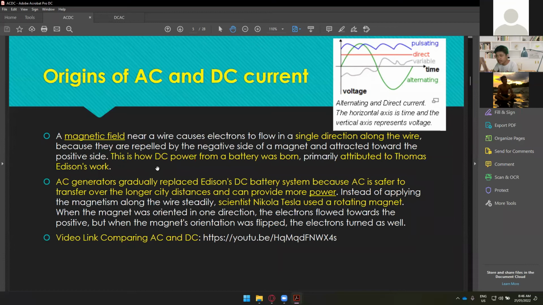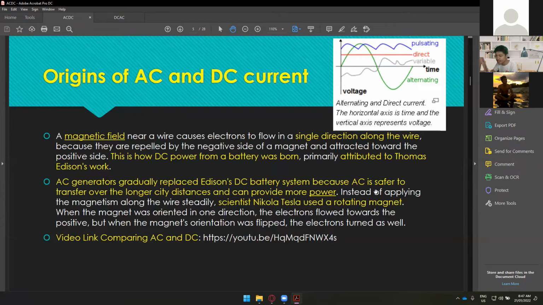Okay, so here are the origins of AC and DC. Just like what I mentioned a while ago, when it comes to DC, this is coming from the battery. This is how DC power from a battery was born. Initially it came from a magnetic field which is flowing in a single direction along the wire. That is the main reason why we have a DC current: because of a steady magnetic field. If we have that steady magnetic field, it will give an output of a DC current or DC power.